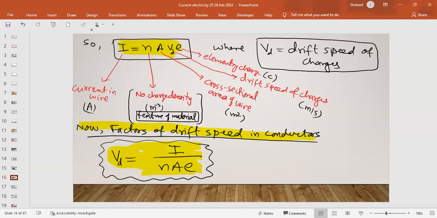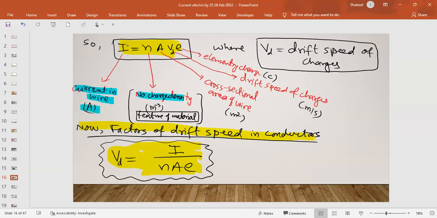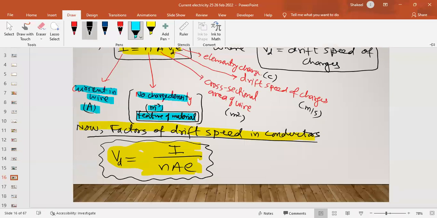NAVE. So that is your final expression where I is the current in the wire in amps, where N is the number charge density, which is per meter cube, and this is a feature of the material. Every material has a different value of N. Like copper has a lot of charges, electrons, so the charge density of copper will be high. Similarly, iron has slightly fewer charges, it is a conductor but a bad conductor, so its value of N will be low. So the better the conductor, the higher its value of N.